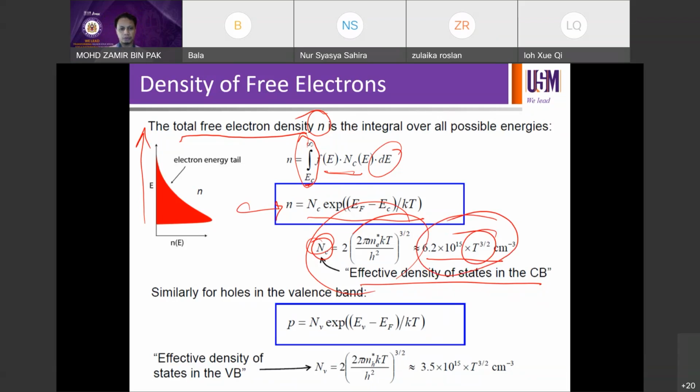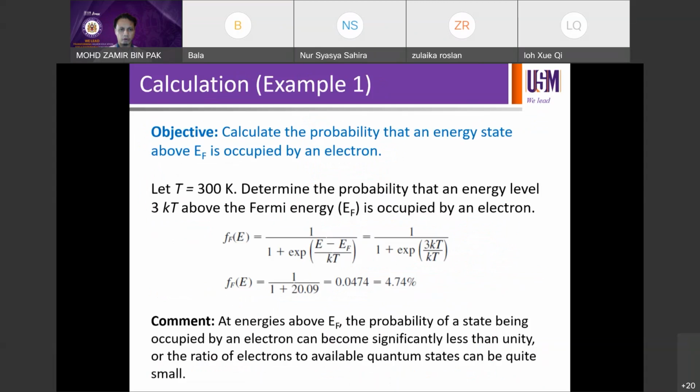And the same goes for p as well. So it's given by this equation. You can simplify, then you can eventually calculate your N_V, which is equal to 3.5 times 10 to the 15 times temperature to the power of 1.5, or 3 over 2. Okay, so instead of plugging in all the parameters, you can just use 3.5 here and 6.2 there, N_V and N_C respectively, for your calculations.